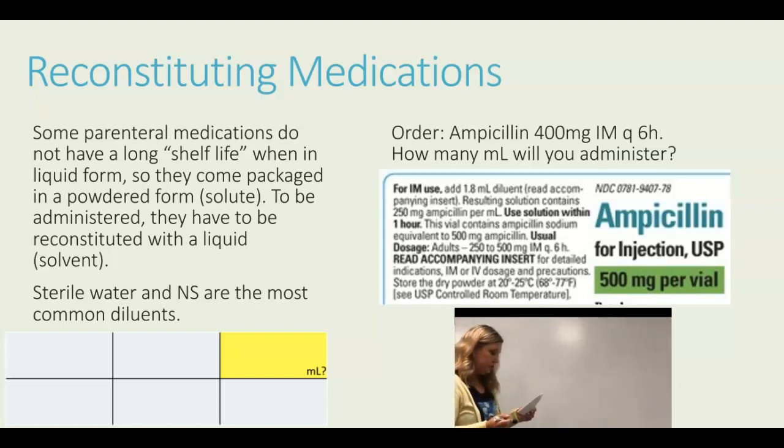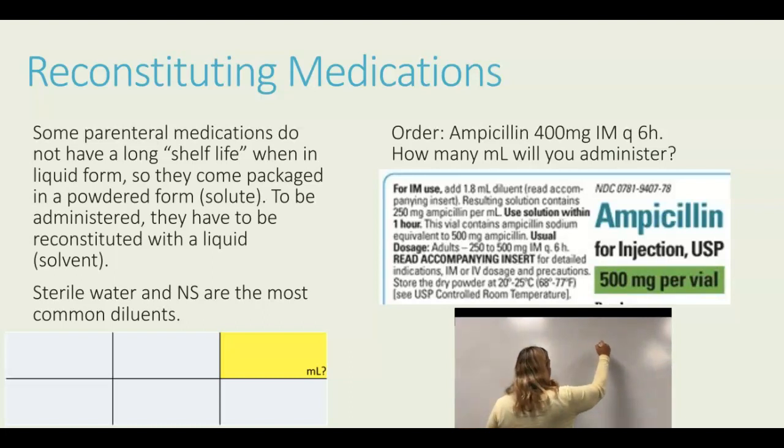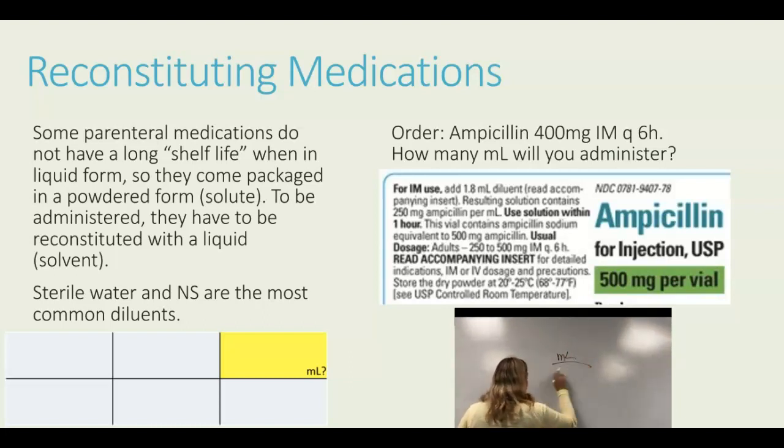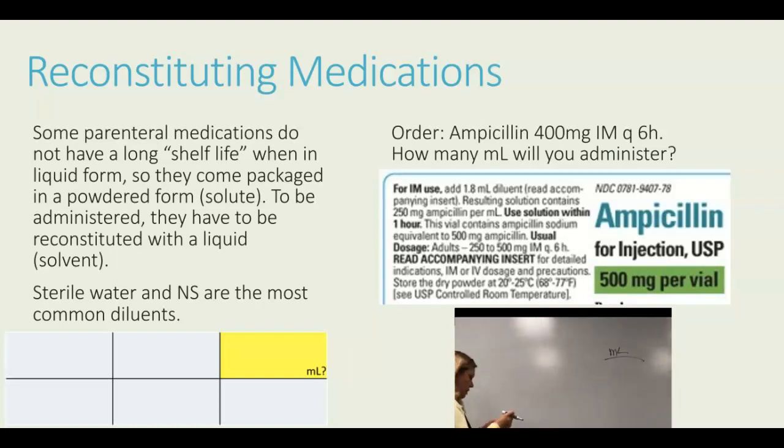All right, so our order says for ampicillin 400 milligrams IM, how many milliliters will I administer? And you have a nice label to read, so this is really good practice. But remember, I'm solving for milliliters. That's what I need to know first. I'm asking for volume. And my order is for 400 milligrams. So that's my order.